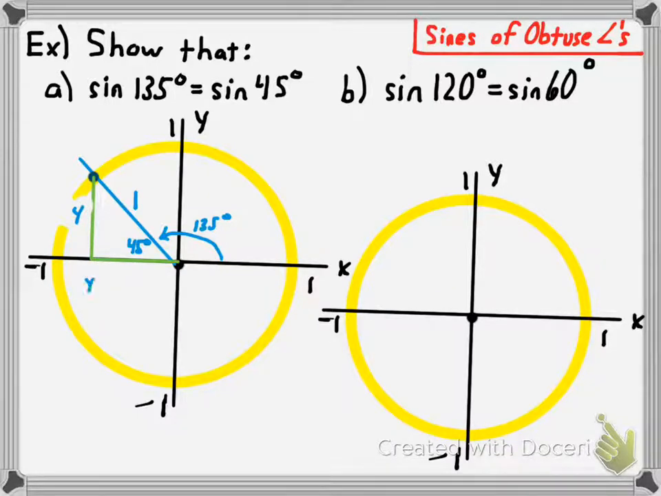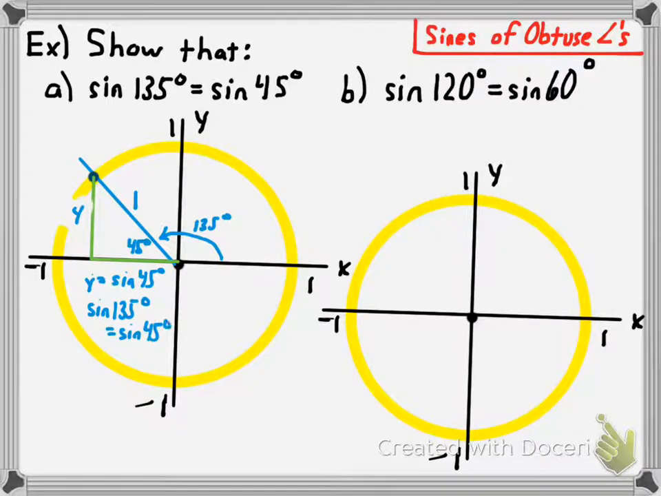And we could say that y is equal to the sine of 45 degrees, right? We don't have to put the over 1 because the hypotenuse is 1. We don't need to bother dividing by that. All right, so what I've shown you then basically is that the sine of 135 is equal to the sine of 45 degrees.